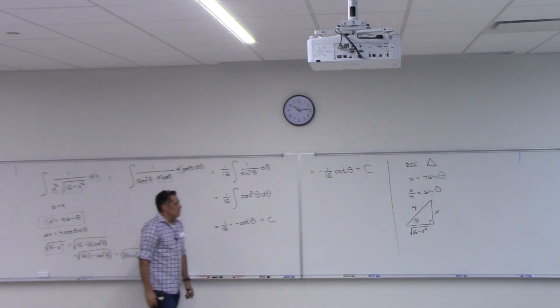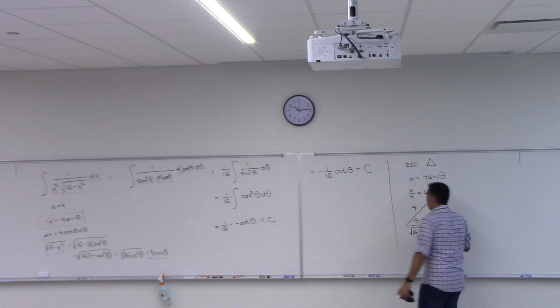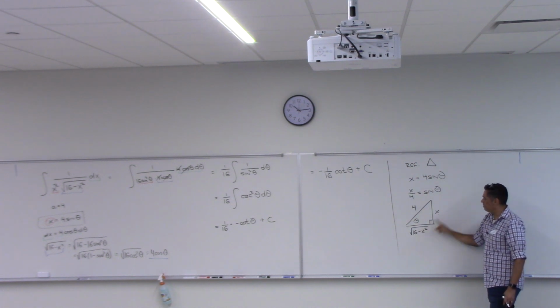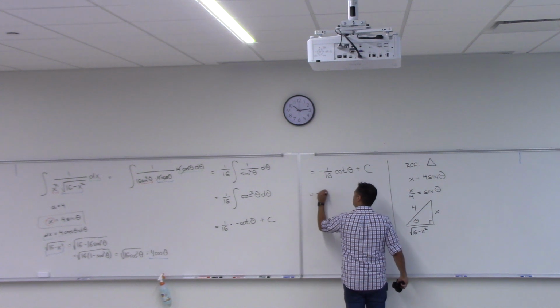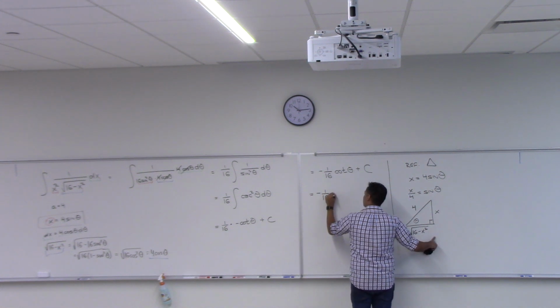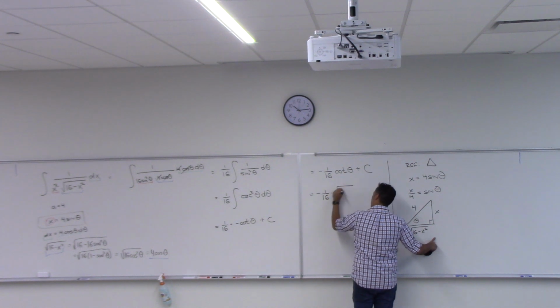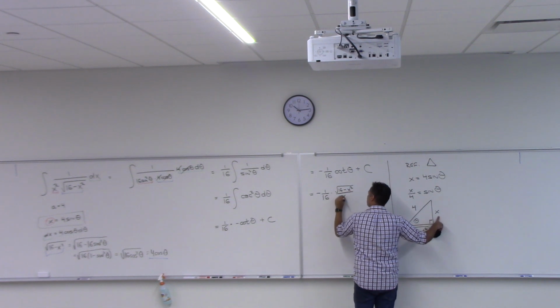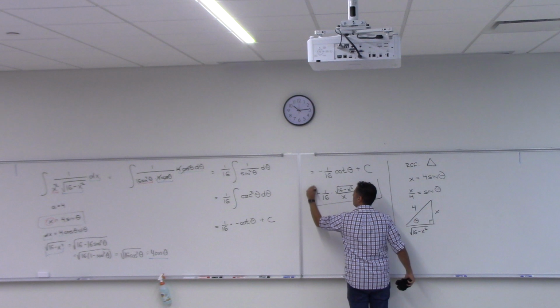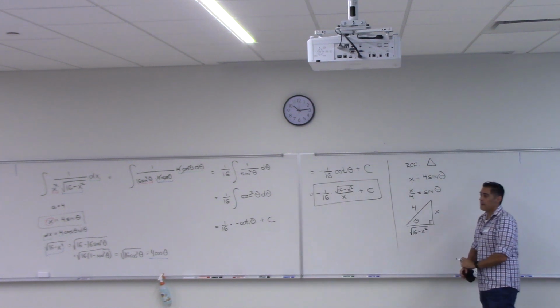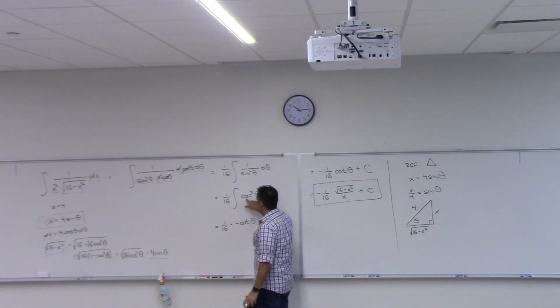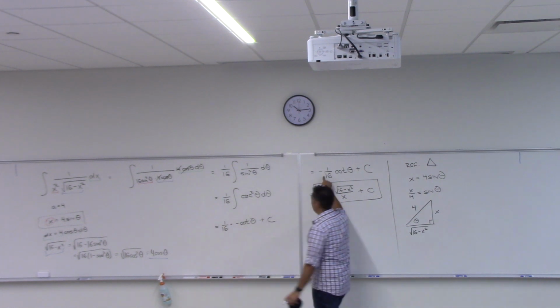Okay. Now once I have the triangle, I can identify all trig functions, right? And I'm interested in cotangent, which is this over this. So I should have negative 1 over 16 times the square root of 16 minus x squared over x plus c. There we go. Where did the negative in front of 1 over 16 come from? Okay, if you look on your formula sheets, the antiderivative of cosecant squared is negative cotangent. And that negative, I just pushed it out in front of the 16.